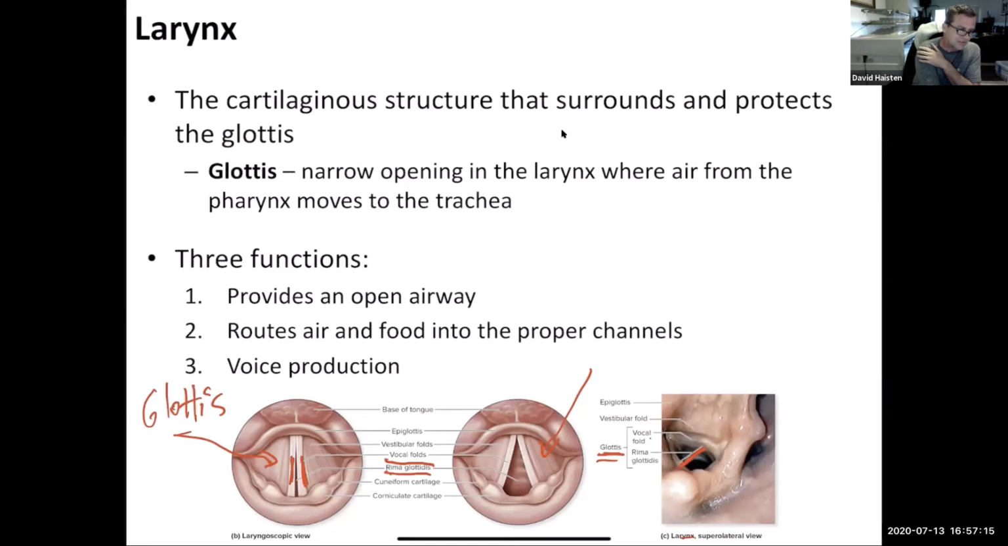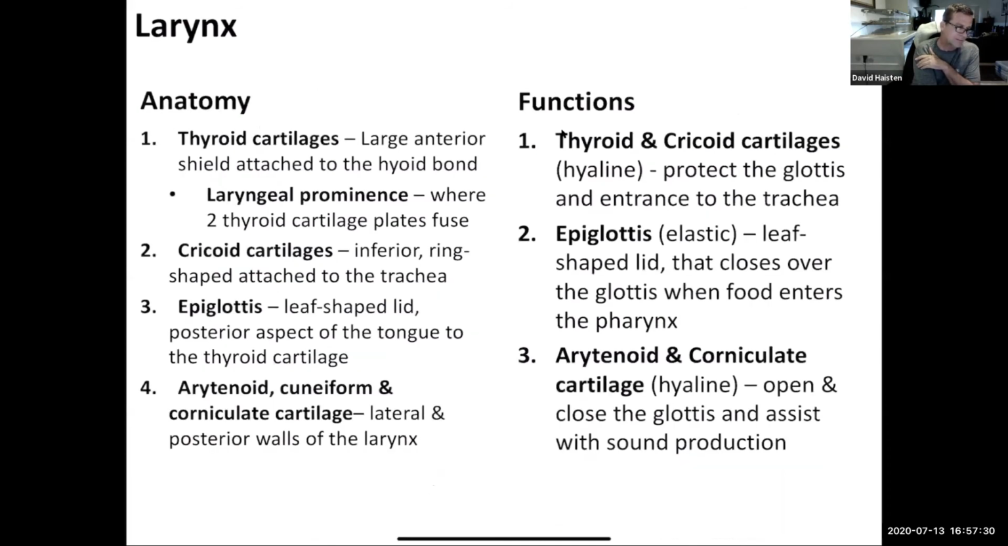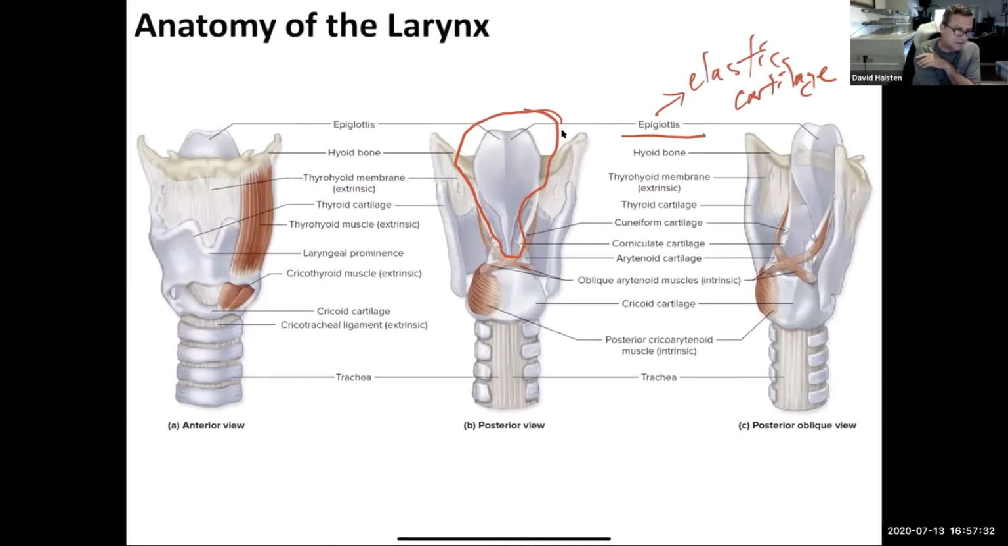Okay, three functions for the larynx. Okay, open airway, air and food goes in the proper channels, voice production. And what does this mean? We look at the larynx overall, there's the epiglottis. Okay, so this epiglottis is above the glottis.